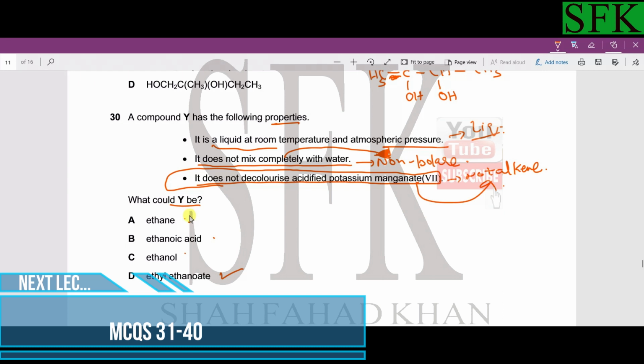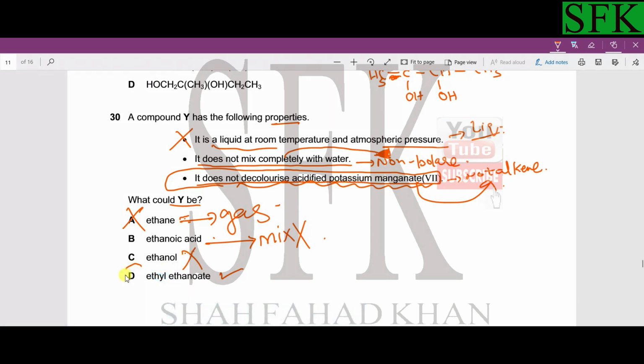All right, so what about ethane? Ethane is a gas at room temperature, so the first option is not met, and it cannot be A. Ethanoic acid is a liquid, but it does mix with water because it can form hydrogen bonds with water, so B cannot be the answer. The same goes for C, because it can mix with water and also decolorizes acidified potassium manganate, because alcohols can be oxidized. So the only option that is left is this ester, ethyl ethanoate.